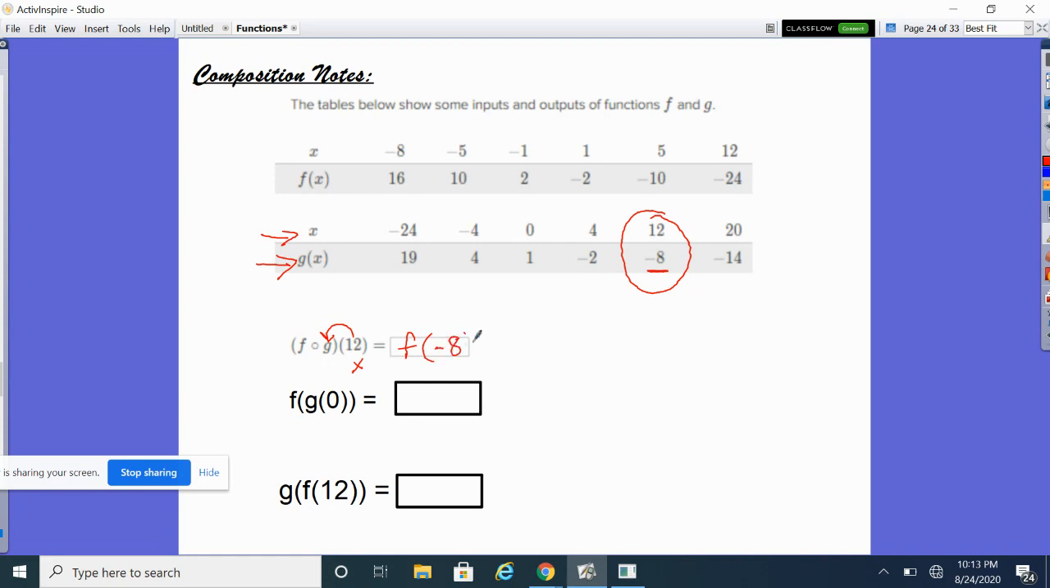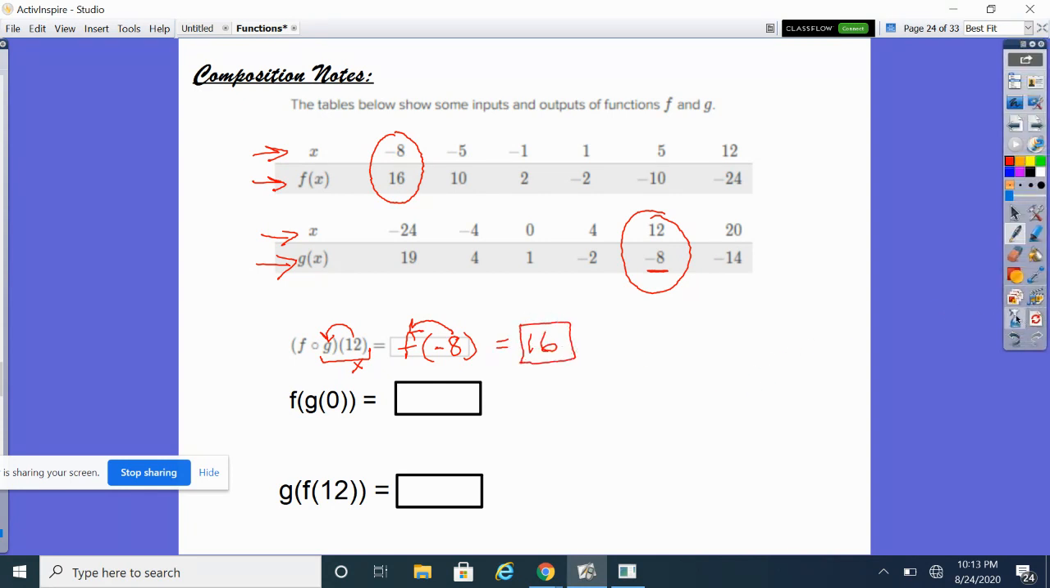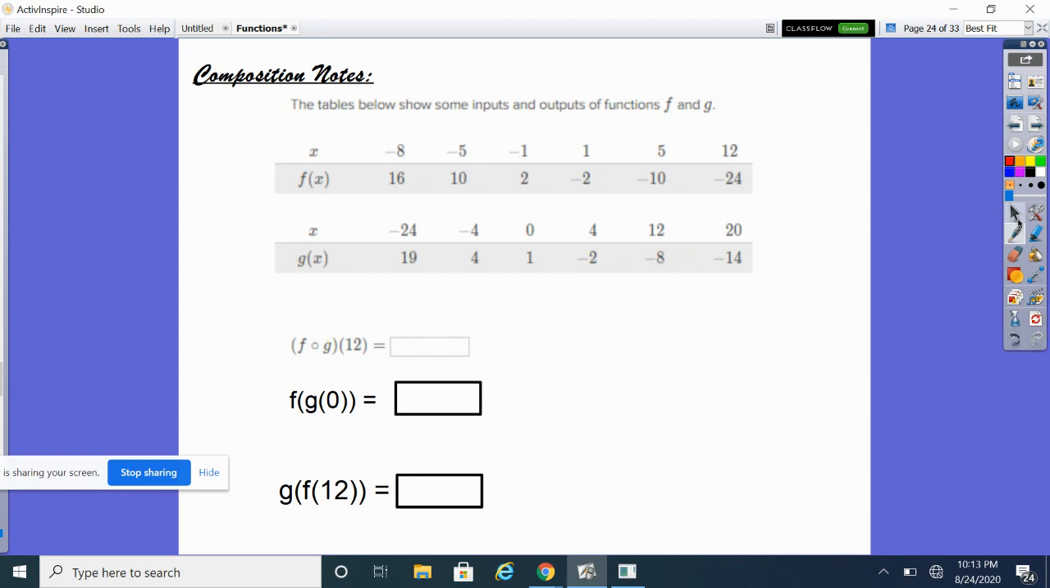Now we're looking for -8. So this g of 12 right here turned into a -8. Well, now we've got to go find -8 on the f table. Where's the f table? F is right there. But now we need to go to x and find -8. There it is. I'm going to circle both numbers. When I find -8, it's paired up with 16. And that's the answer. Wait, what? That's probably what you're saying.